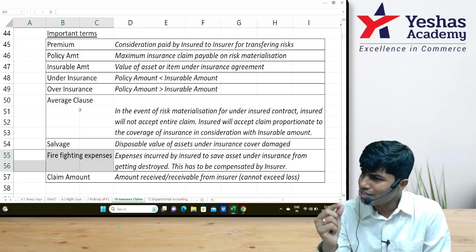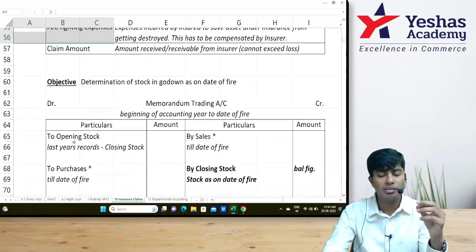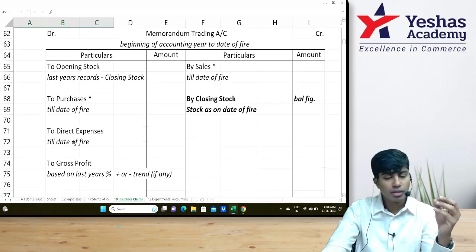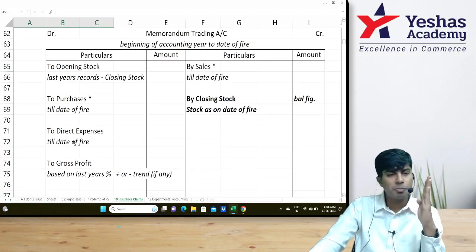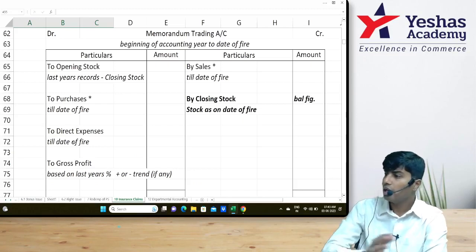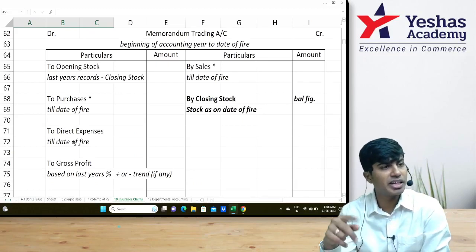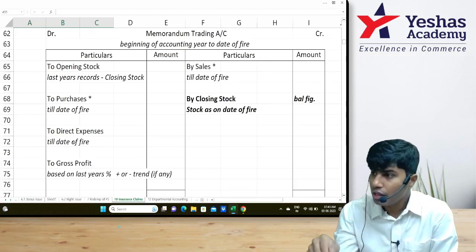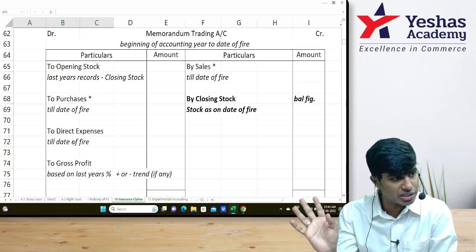We prepare something like a trading account, but not exactly a trading account. We call it memorandum trading. The objective of this is to determine the stock as on date of fire. This is prepared for the period from the beginning of the accounting period till the date of fire. Last year's closing stock will become current year opening stock. Purchases, sales, and expenses will be written till the date of fire, and then profit as a percentage will be written on sales to find closing stock as the balancing figure.